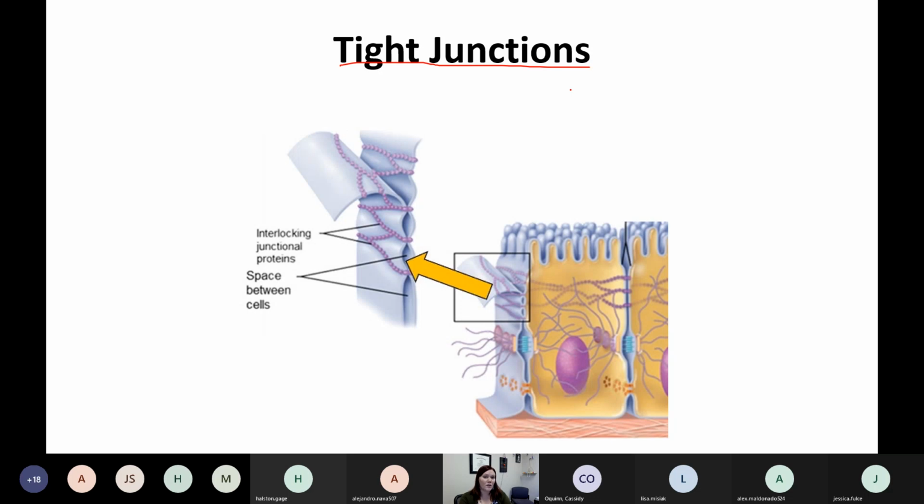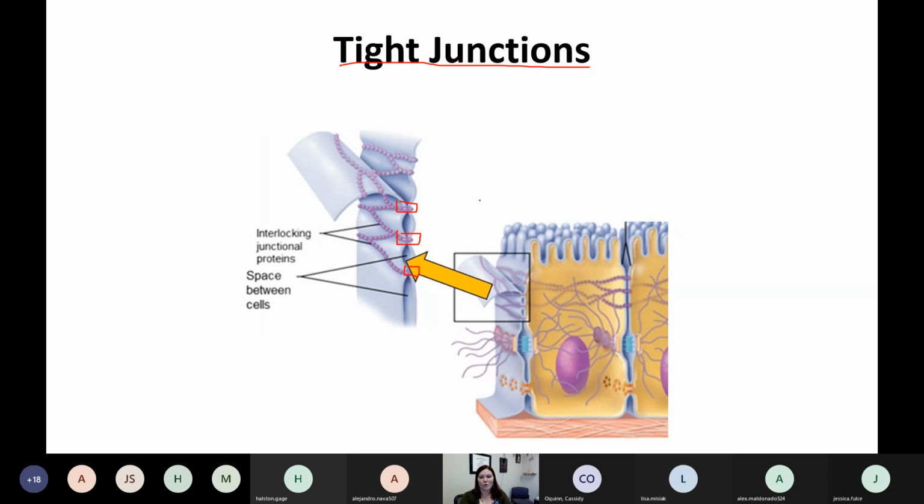Tight junctions also don't have the same function as desmosomes do. Desmosomes are really good at pulling in all kinds of directions. When I talk about tight junctions, it's not that they're particularly strong, but what they are is they're really tight. We are essentially fusing together the plasma membranes of neighboring cells. So tight junctions bring the membranes together tightly.